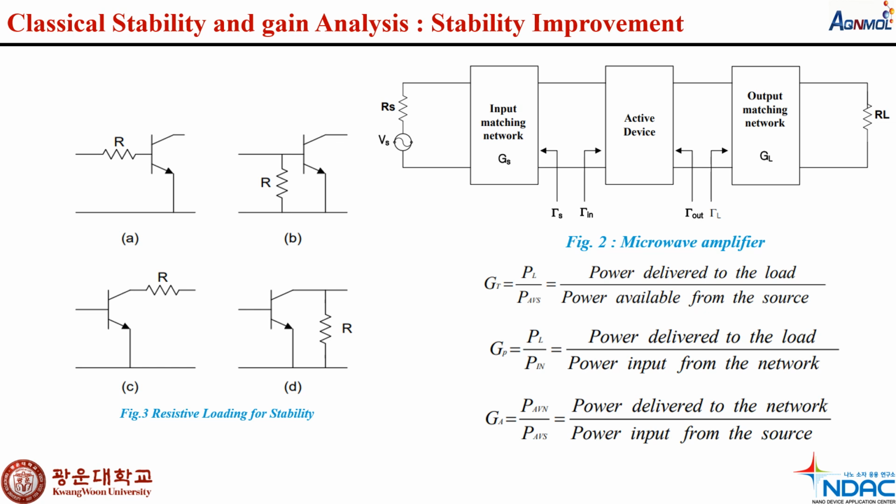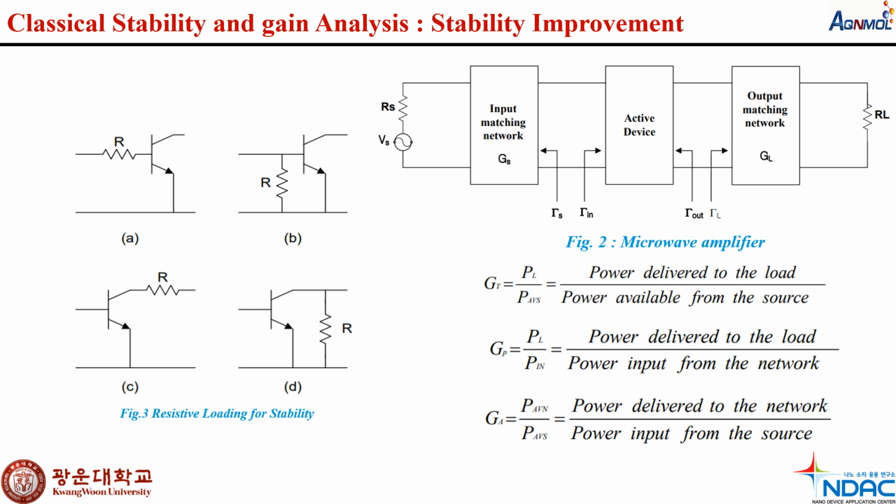So what is resistive loading? Resistive loading is adding resistors, series or shunt, to the input or output to enhance the stability. The choice depends on the circuit stability circle, which we can see here in figure number 3. This method affects the gain and noise, so it requires balancing stability needs with application specifications.